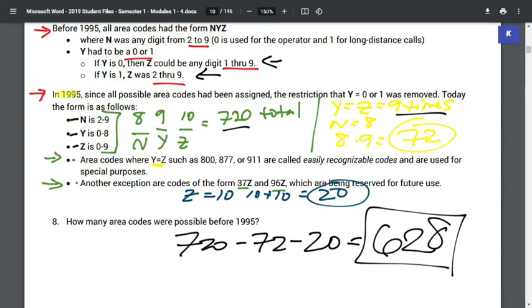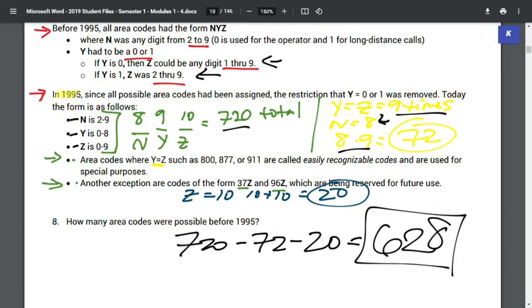So that's going to be 9 times. So 9 numbers for Y, 10 numbers for Z. Of course, this Y can't be 9, so that's why we have 9 numbers there. So if those equal each other, it doesn't matter what N is going to be. So N right here is going to be 8. So we're going to multiply those 2 numbers together. So 72 is going to be the restrictions for that first one.